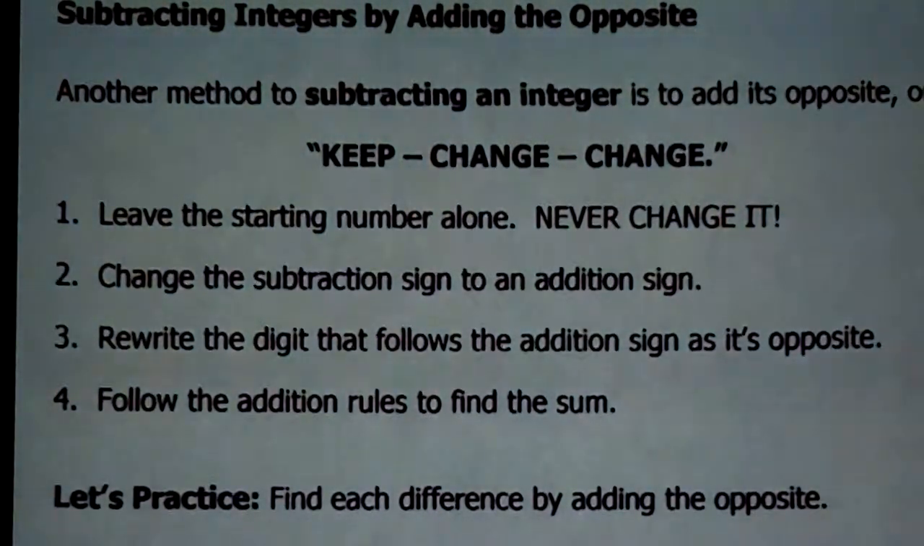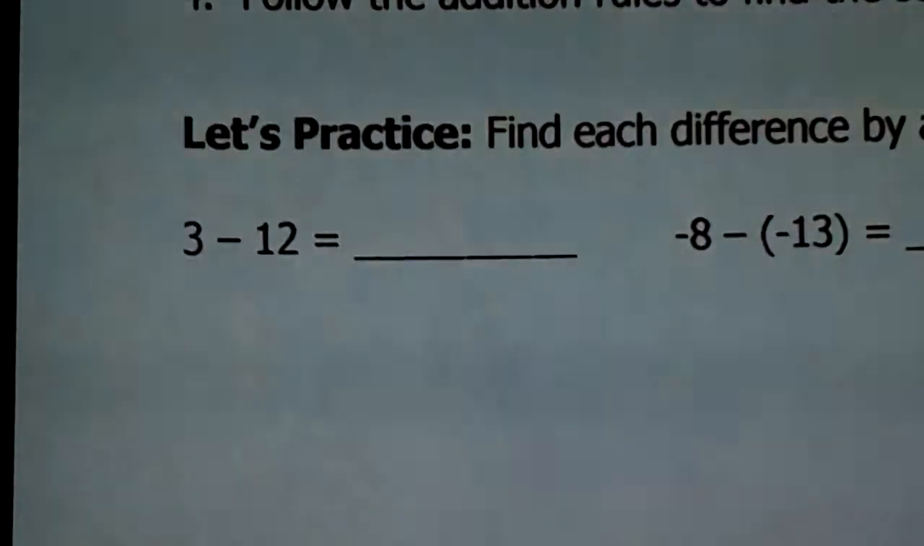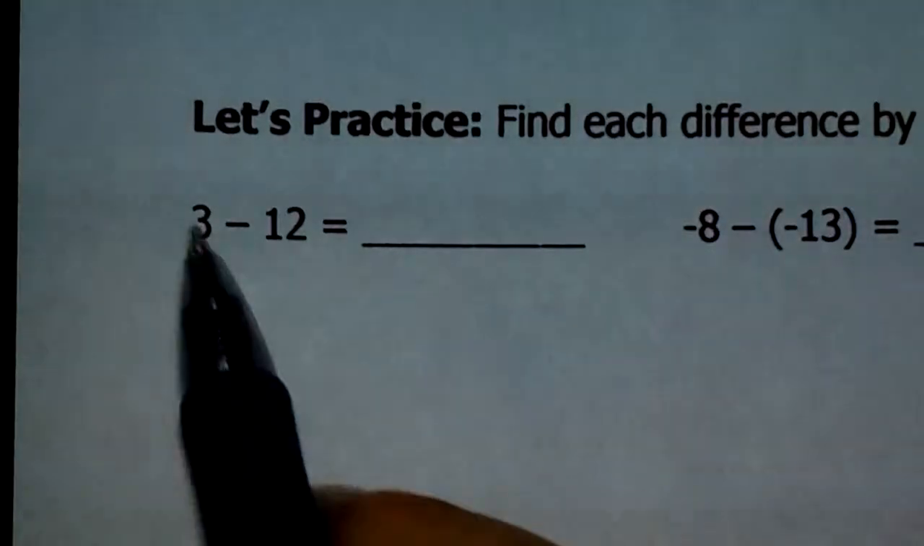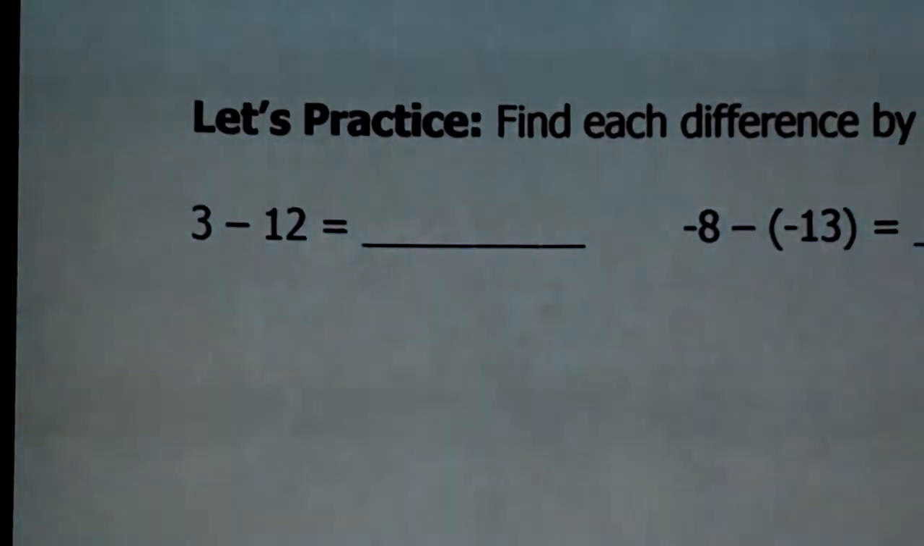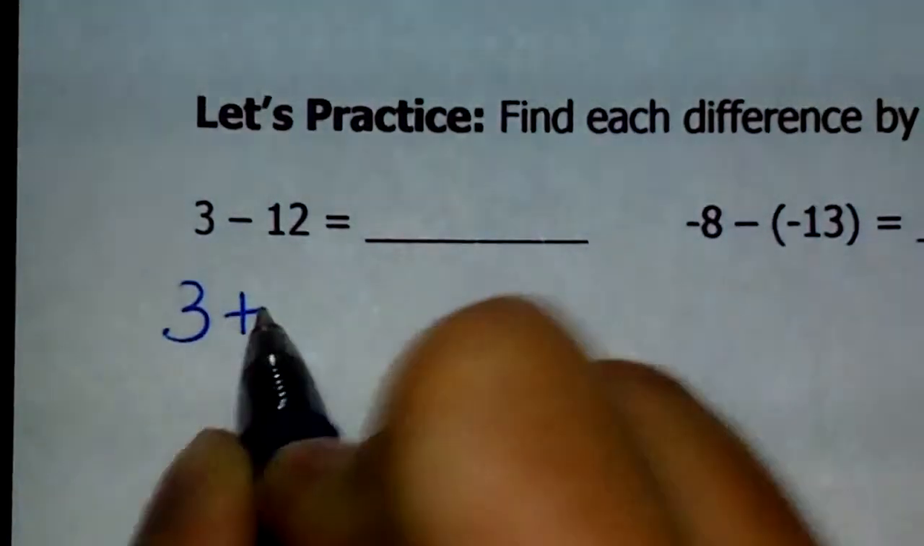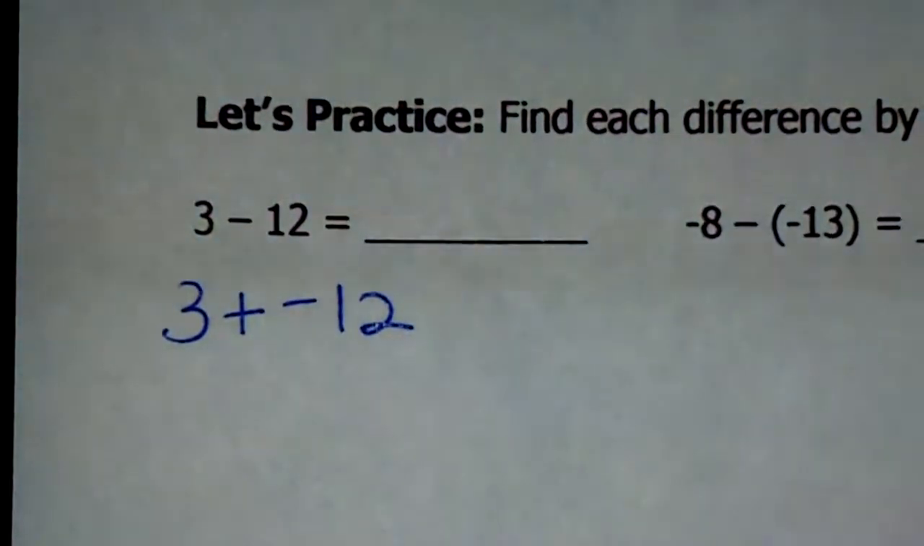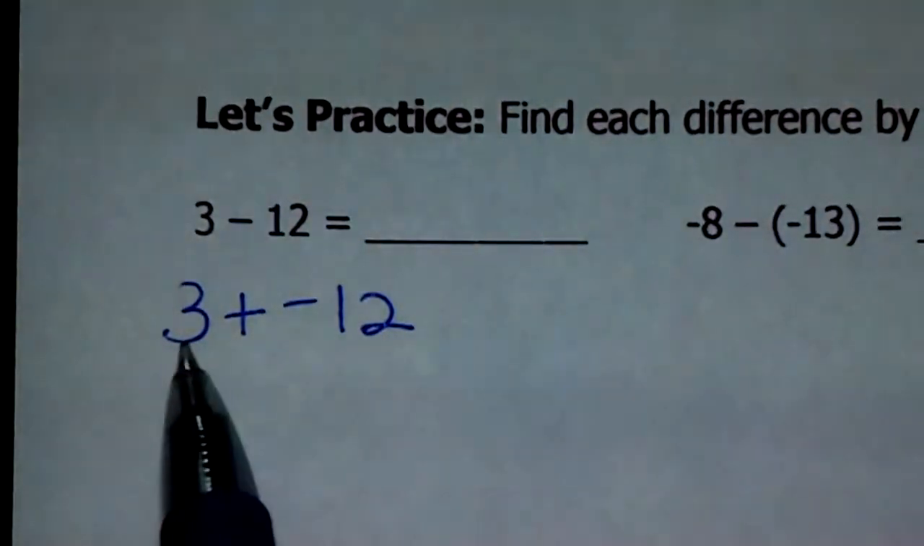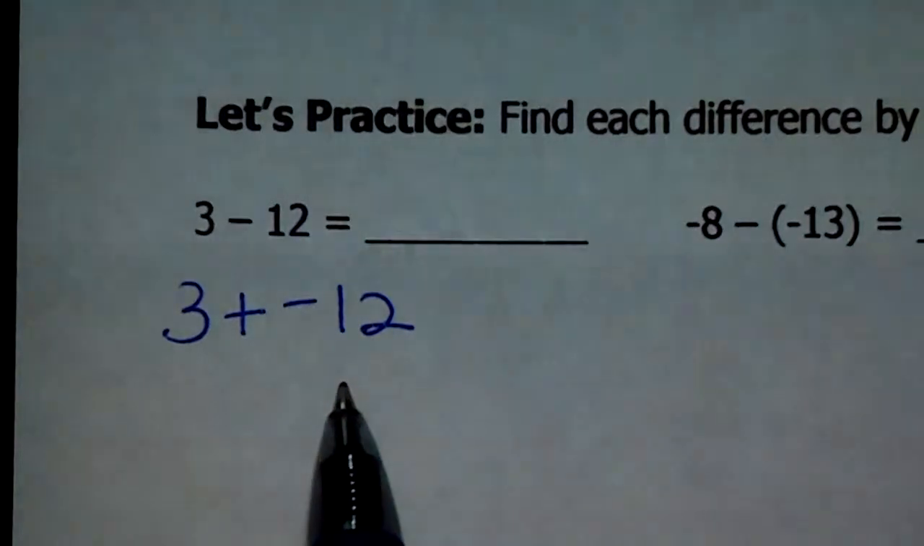I would like you to rewrite these as I am rewriting these. Don't just put down a bunch of answers. That's not going to help you. Alright, so the first one, I have 3 minus 12, common error. A lot of people want to tell me, oh, that's 9. Well, 12 minus 3 is 9, but 3 minus 12 isn't. 3 minus 12 means keep, change, change. So 3 minus 12 is really the same as 3 plus negative 12.